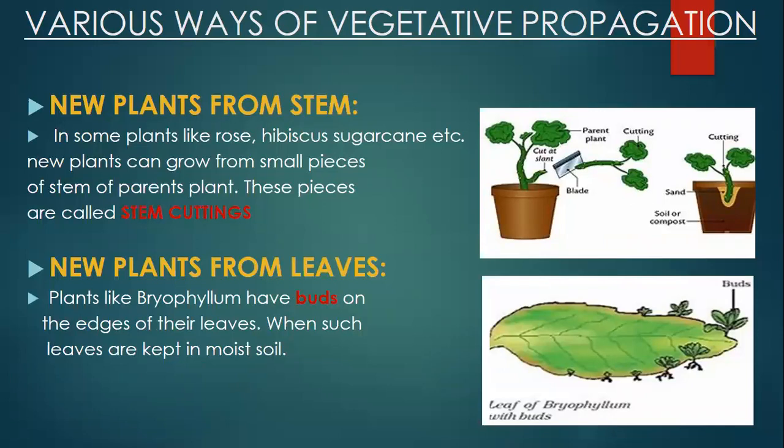Now come to growing new plants from leaves. Some plants produce new plants from the margins of their leaves, like bryophyllum. The tiny plantlets, meaning small plants, which grow on the margins or edges of the bryophyllum leaves, fall off on the ground and grow into independent plants.